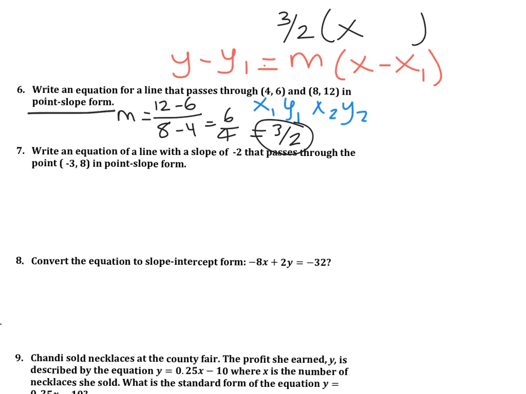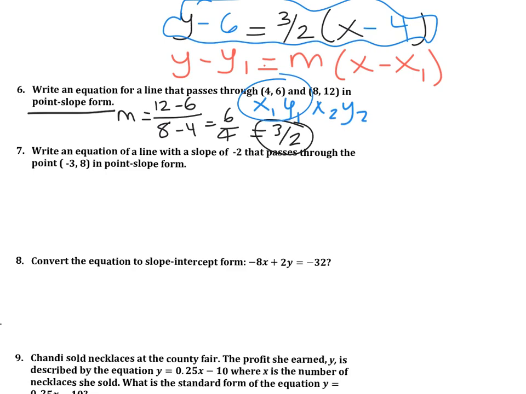Then for point slope, my x and y stay. You get to pick either point. If I pick (4, 6), make sure that you're putting the 4 where the x1 is and the 6 where the y1 is, and you are kind of changing the signs. So it's a positive 4 and a positive 6. In my answer, it will be minus 6 and minus 4. So that would be one possible answer.